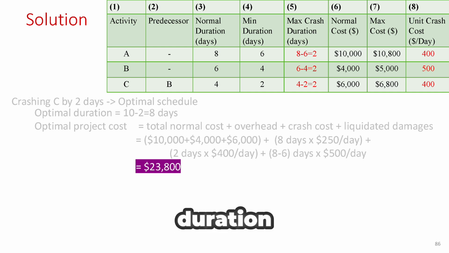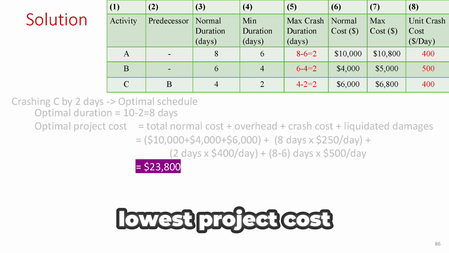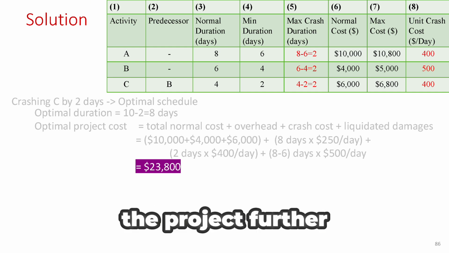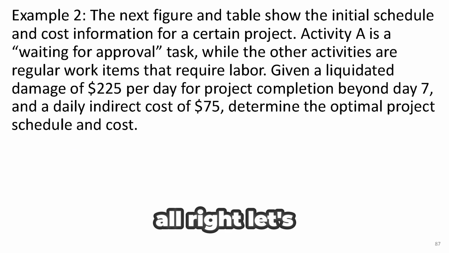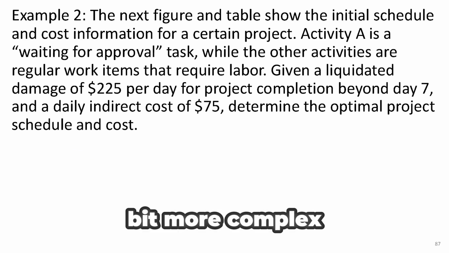Now, adding everything together, we get the total project cost is $23,800 for the 8-day duration. This is the lowest project cost possible. If you shorten the project further, it will cost more than $23,800 to complete. Alright, let's go through another example that's a bit more complex.